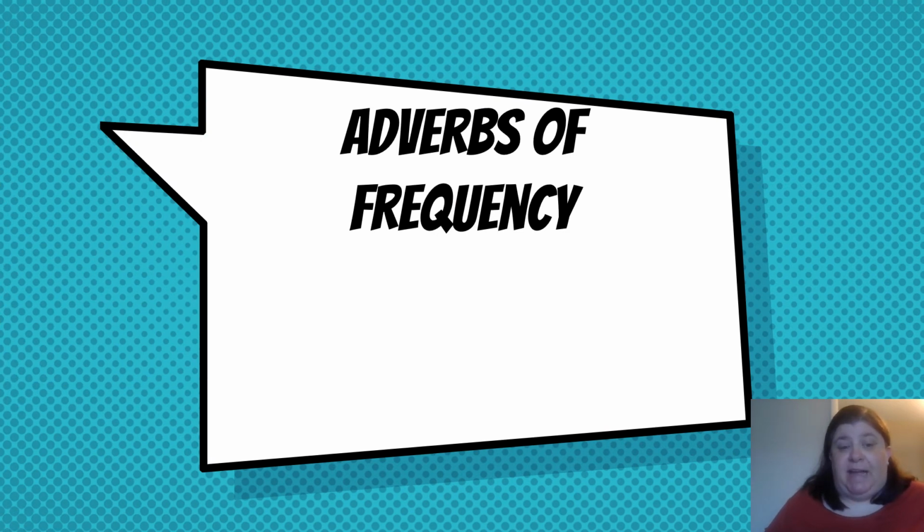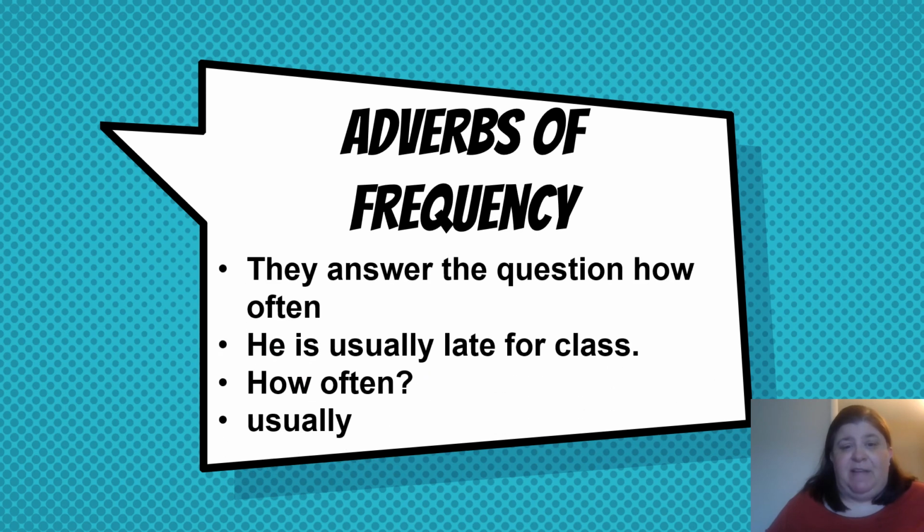The next one we're going to look at are adverbs of frequency, and they answer the question how often something happens. He is usually late for class. Well, how often is he late for class? Usually. Or I could say most of the time, never. He's never late for class. Well, never would be our adverb. He always turns in his homework. Always would be our adverb of frequency because it's saying when he did it. Always, never, sometimes, always. Words of that nature are those that would be adverbs of frequency.